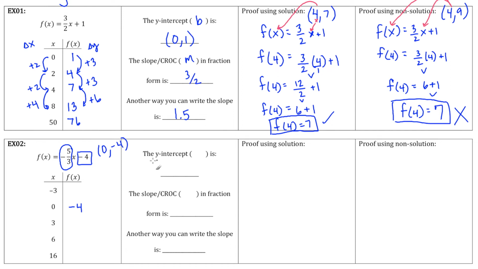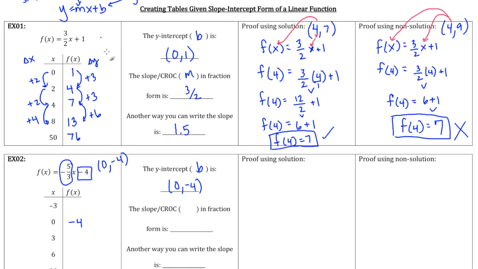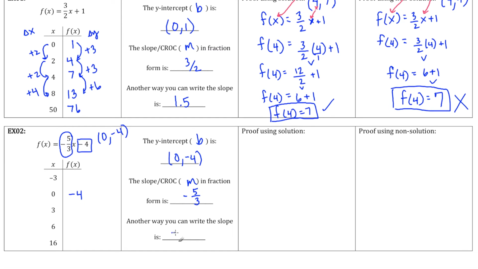So actually, let's go here. Our y-intercept, which is b, was 0, negative 4. Our slope, which is m, is negative 5 over 3. And another way we could write that is negative 1.66 repeating. So change in y and the change in x.